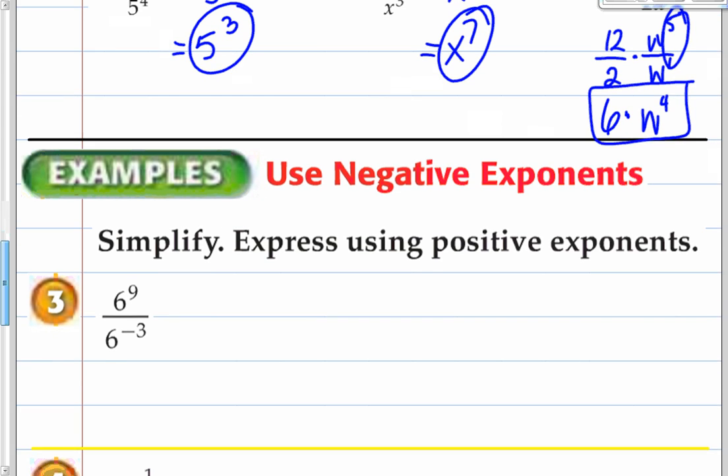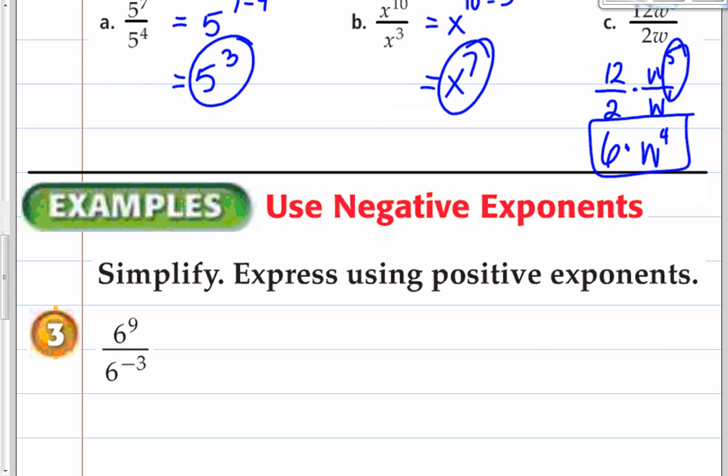What about using negative exponents? Well, don't let those scare you. All you do is follow the same rules. If the bases are the same, you subtract the exponents, top minus bottom. So if you look, they still have the same base, that's 6. So let's write it as 6 to the 9 minus negative 3. And if you remember, two negatives put together make a positive.